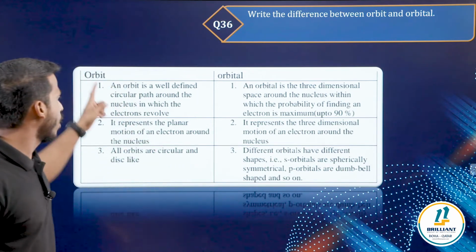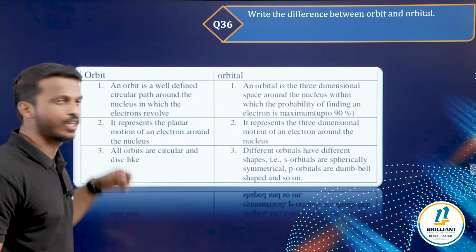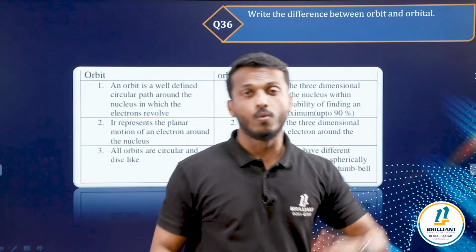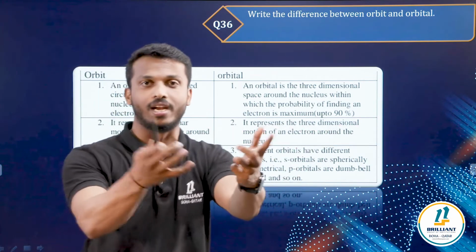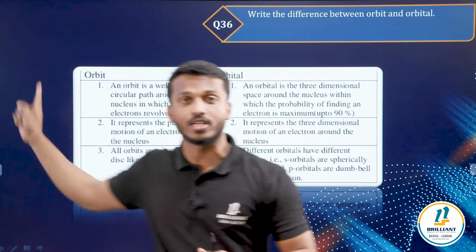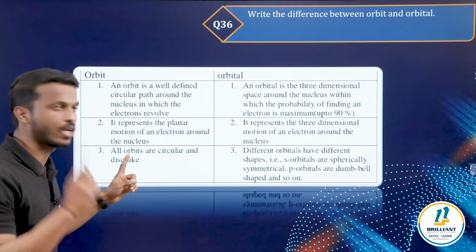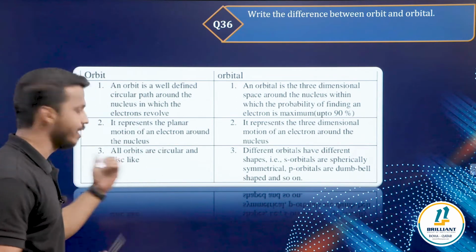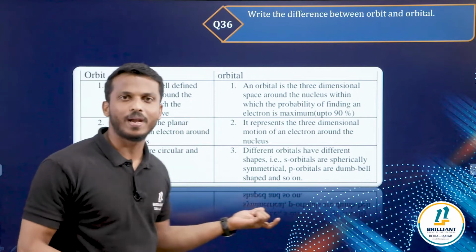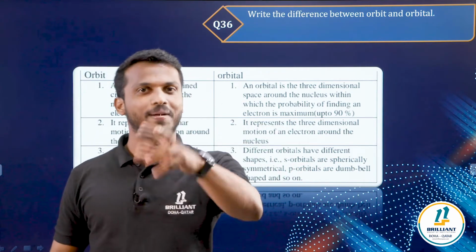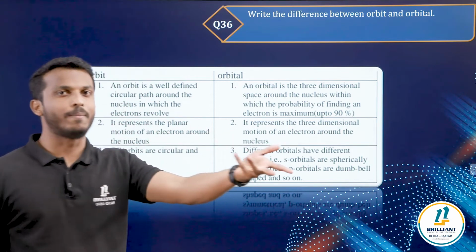And next one. Orbit represents planar motion. Orbit is a circular path, it's two-dimensional, whereas orbital is a region, it's three-dimensional. So orbit is 2D, orbital is 3D. Next one. All orbits are circular or disc-like in shape, whereas orbitals have different shapes. We saw that S orbital is spherical, P orbital is dumbbell, D orbital is double dumbbell, etc.